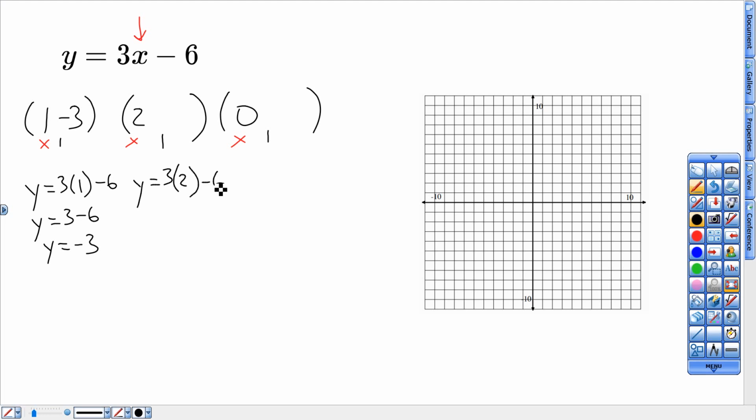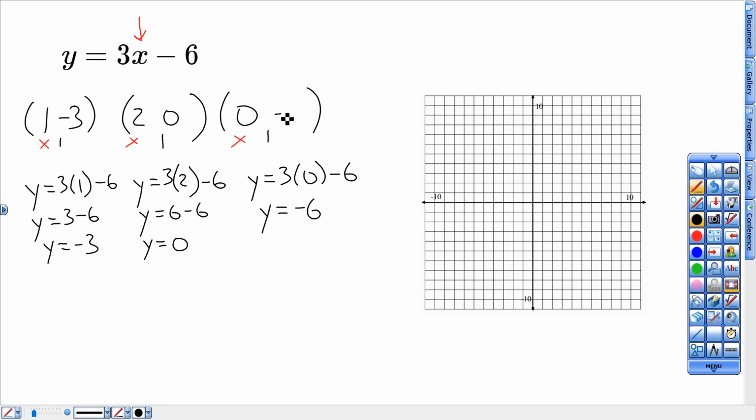Sorry, these are out of order. Gives me 6 minus 6. Gives me 0. So when x is 2, y gets spit out as 0. Plug in 0. Y equals 3 times 0 minus 6 gives me y equals negative 6.